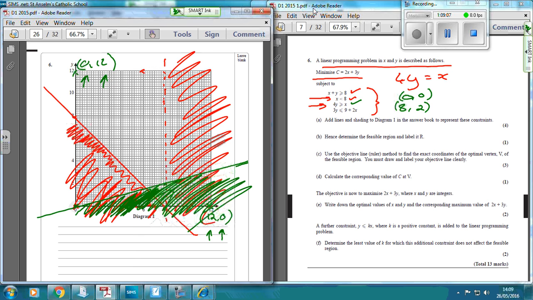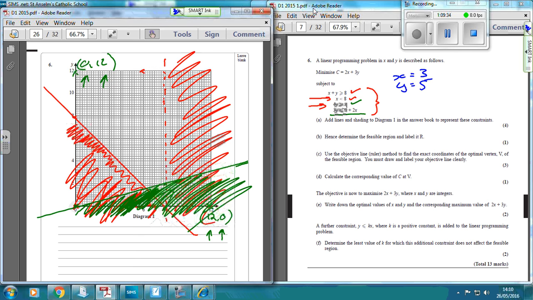And finally we've got 3y equals 9 plus 2x. This is just a regular graph now. We've got to find a couple of coordinates that make that work, and then we see which side of the line we want. So let's say x equals 3, and 9 plus 2 lots of 3 is 9 plus 6, which is 15, so y is going to be 5.